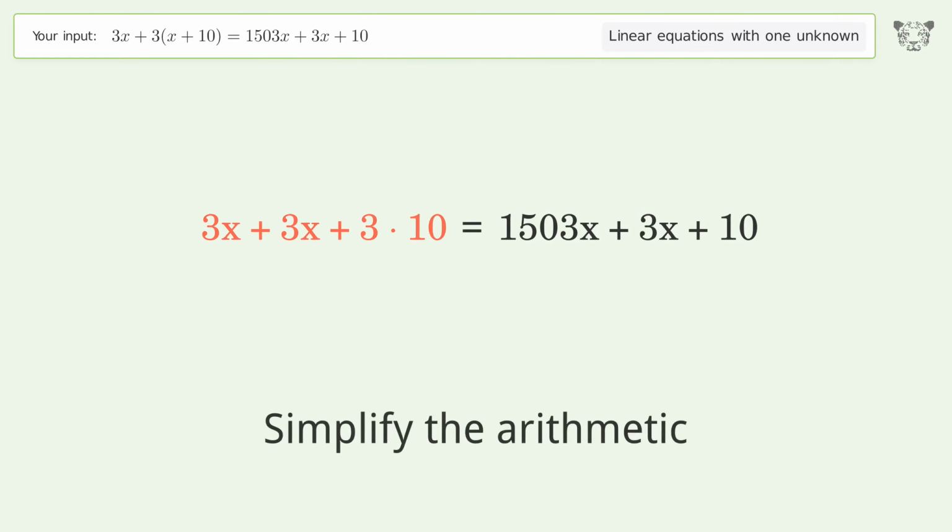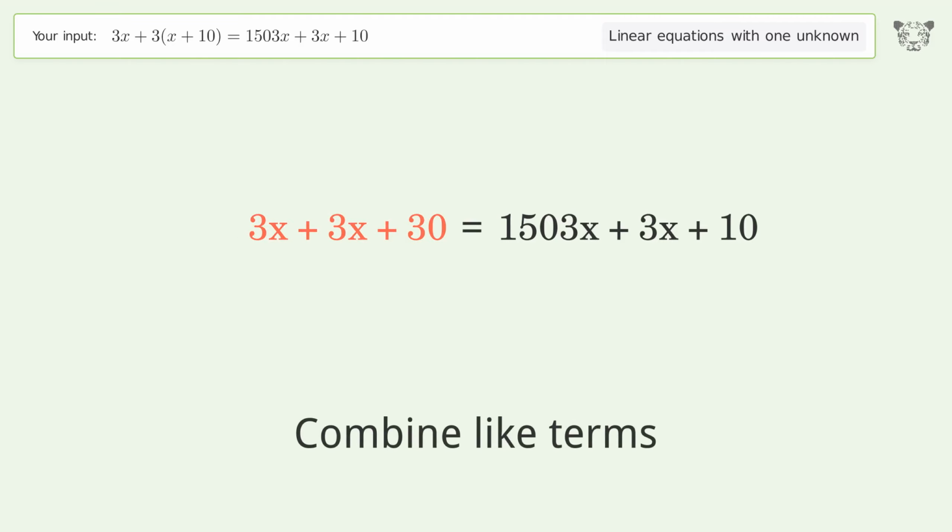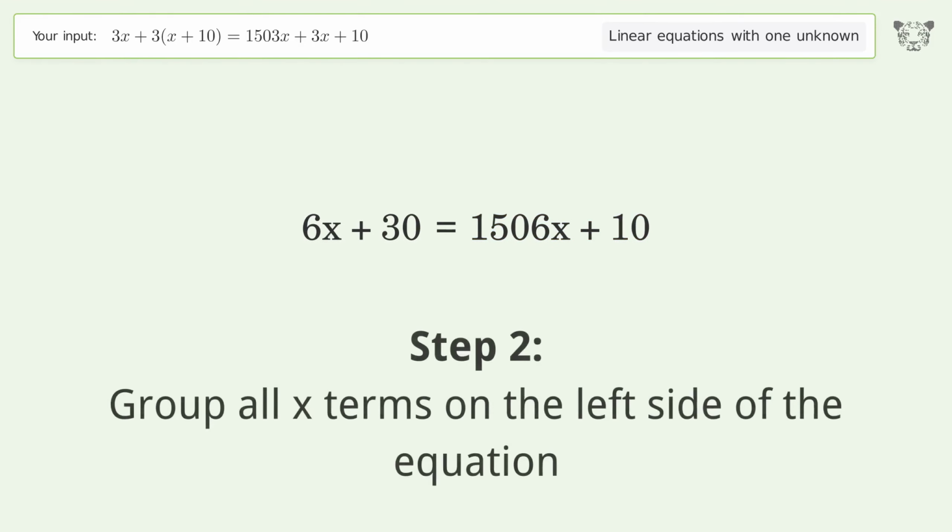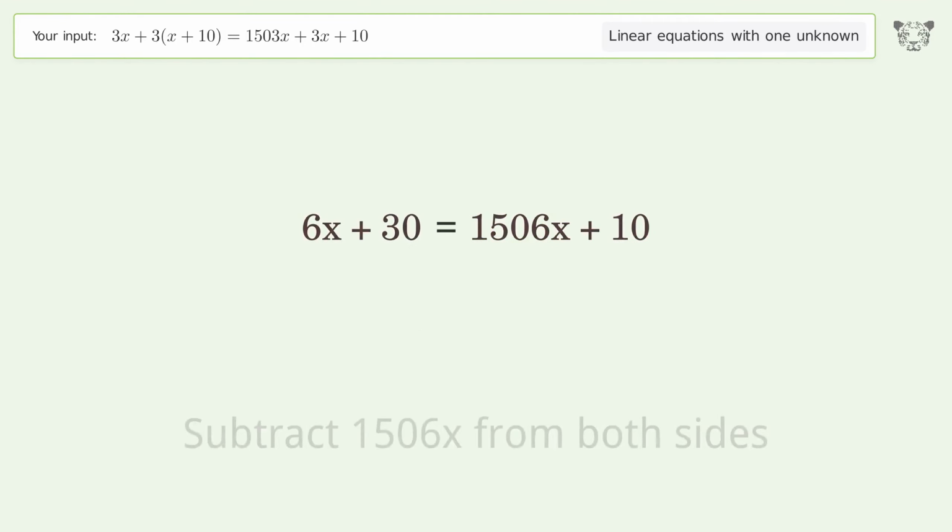Simplify the arithmetic. Combine like terms. Simplify the arithmetic. Group all x terms on the left side of the equation. Subtract 1506x from both sides.